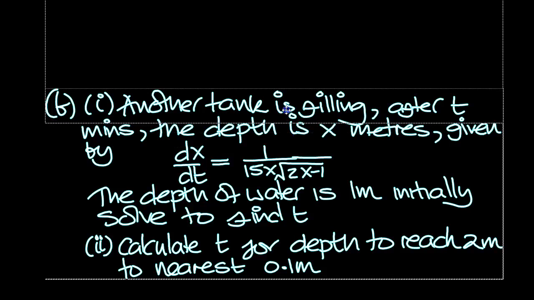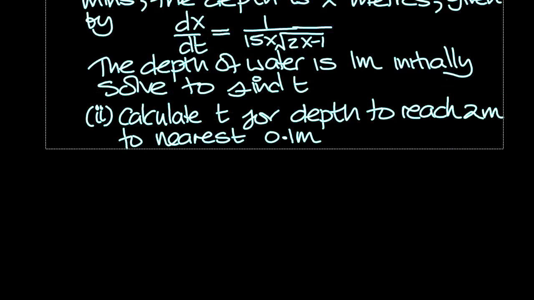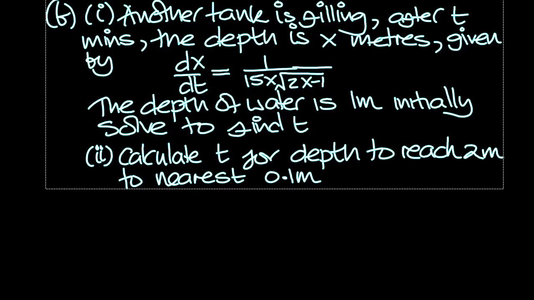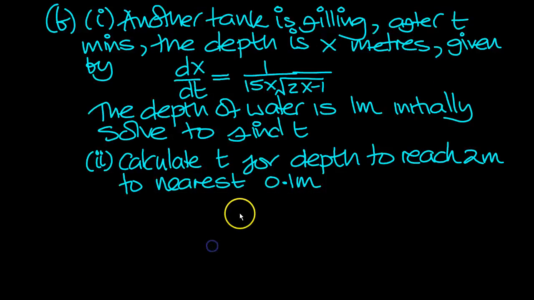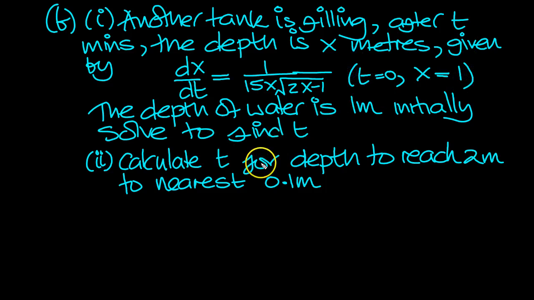Let's turn our attention to this one. Just put it in the right position. Okay, so let's have a look here. Another tank is filling after t minutes. The depth is x meters given by this differential equation. The depth of water is 1 meter initially. So when t equals 0 then, the depth of water is x, so x is equal to 1. So that's the initial condition. Solve this to find t.